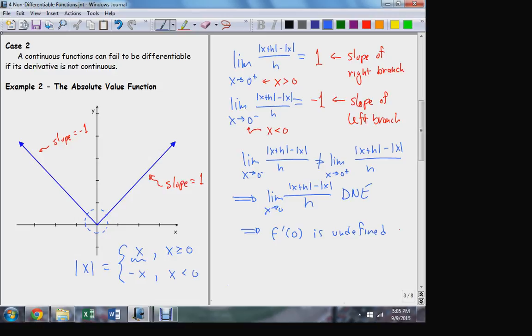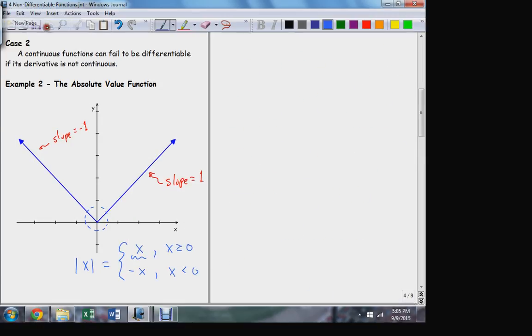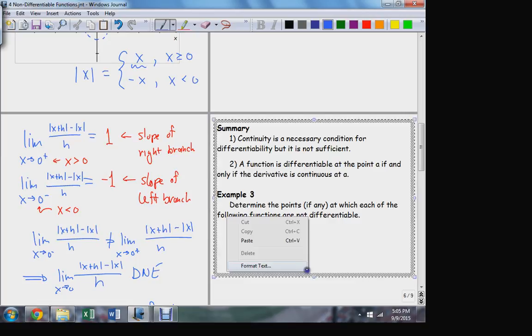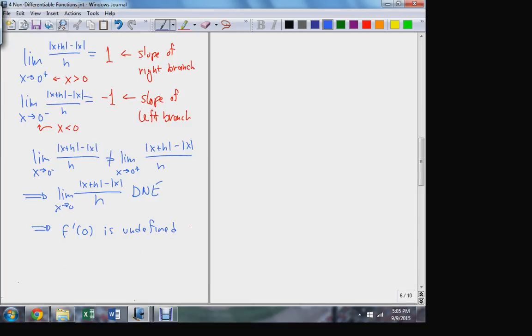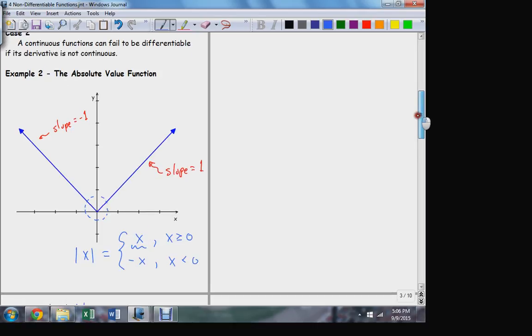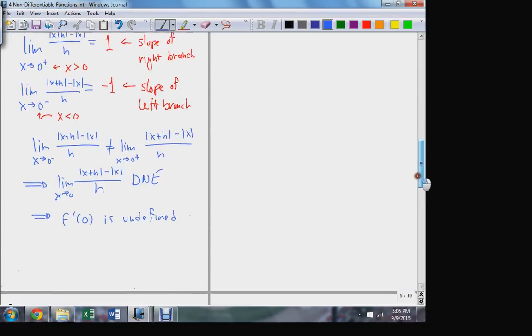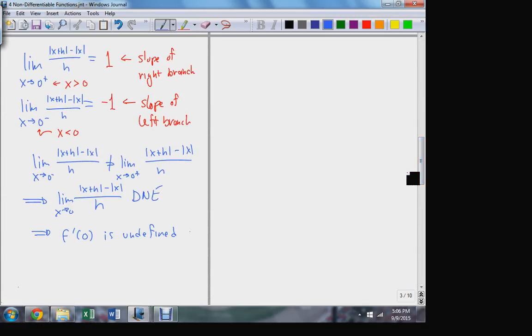In fact, I can show something else here. Let me show this. We haven't actually talked about this yet. We're going to talk about this next week. We've got the graph of f itself. There's the graph of the absolute value function. What does the graph of the derivative look like? The derivative is a brand new function. The derivative is a function in its own right. So we should be able to graph it. What does the graph of this derivative actually look like?